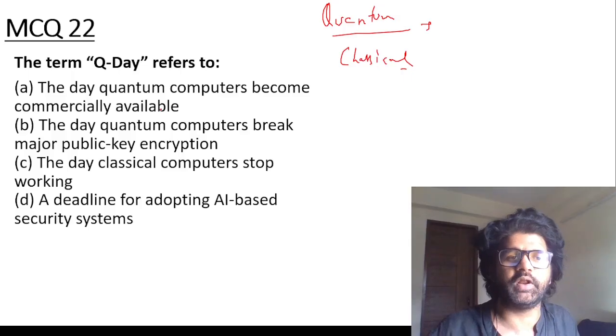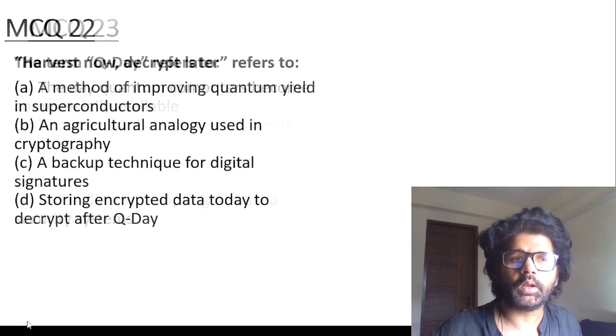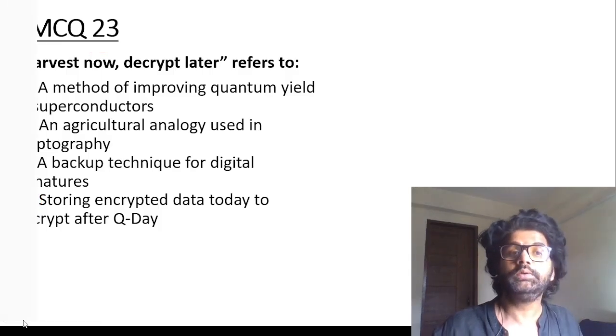So remember these terms. Q Day refers to the day a quantum computer breaks major public key encryption. Harvest now, decrypt later refers to storing encrypted data today to decrypt after Q Day.